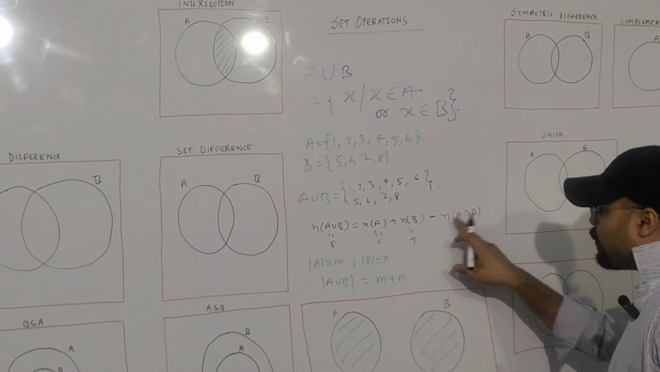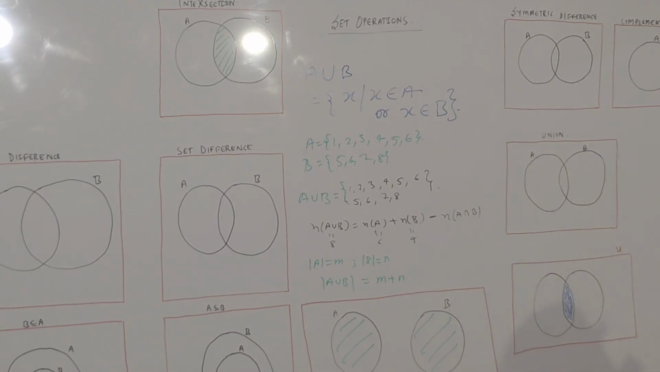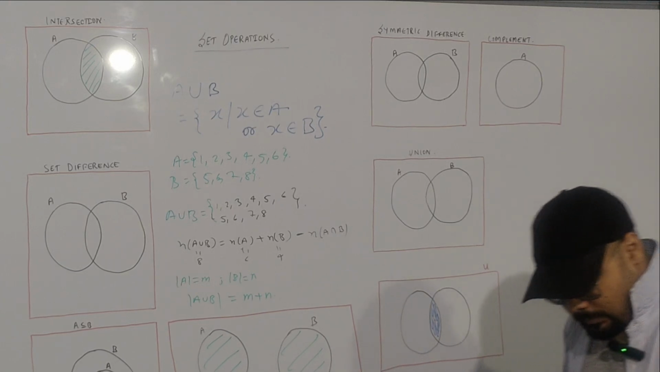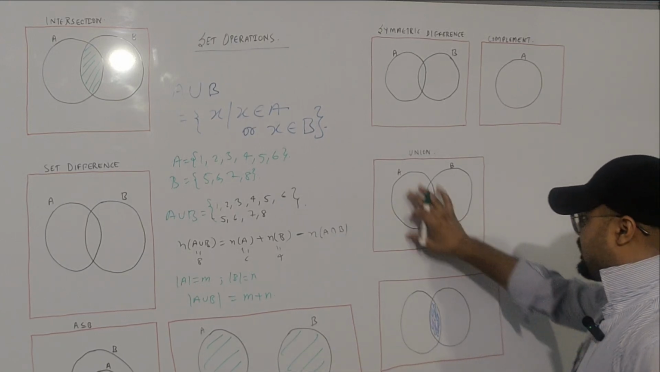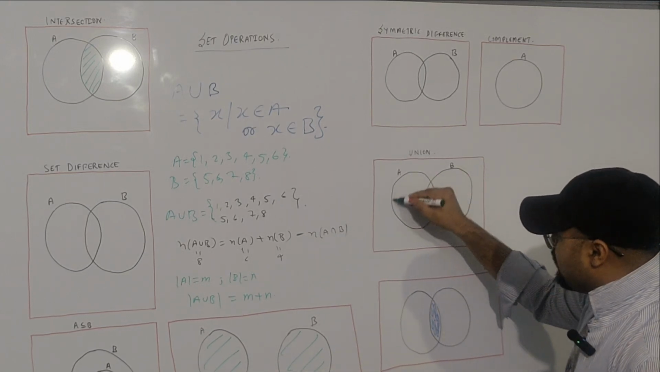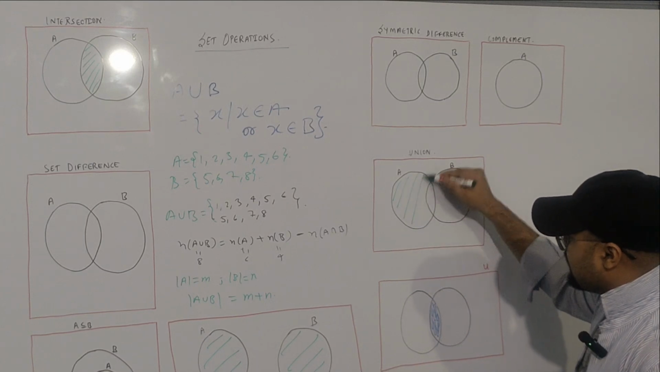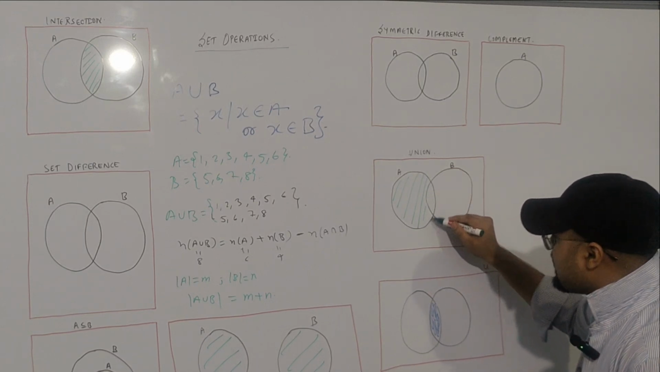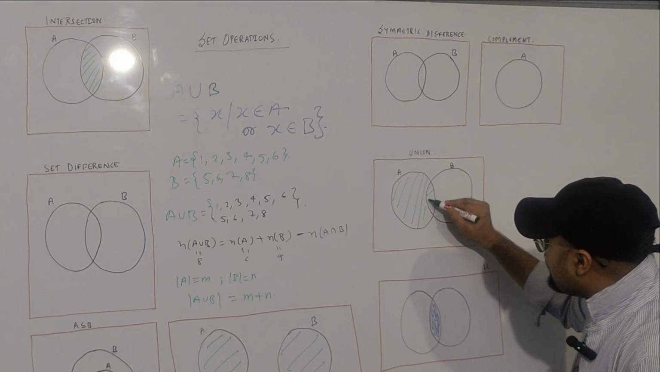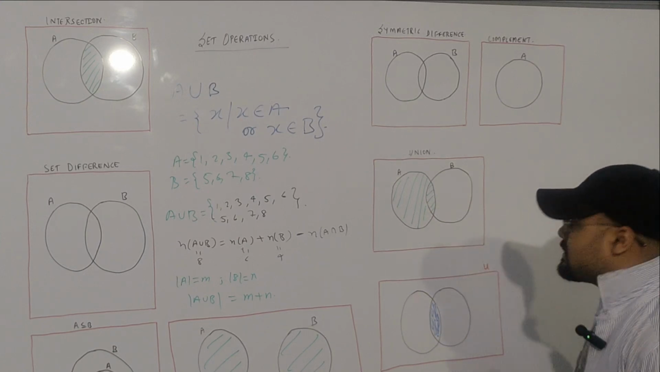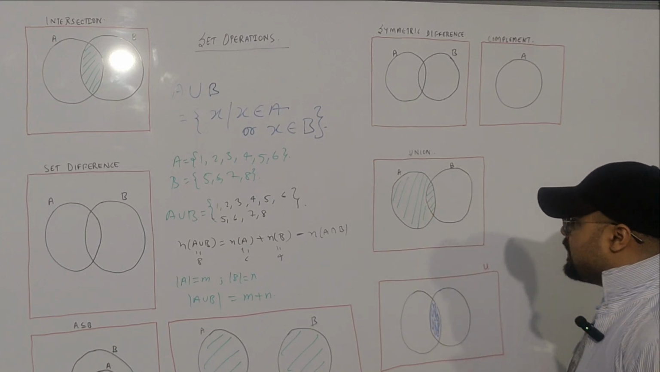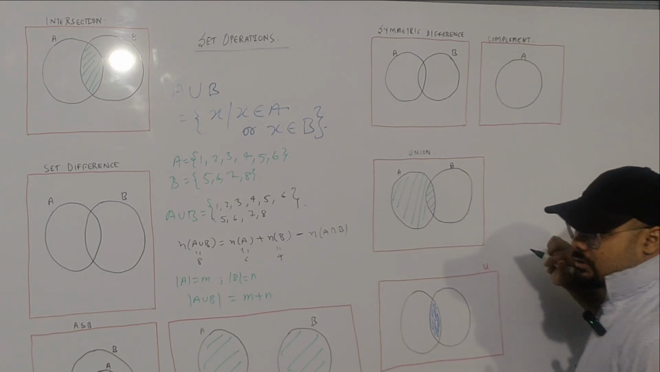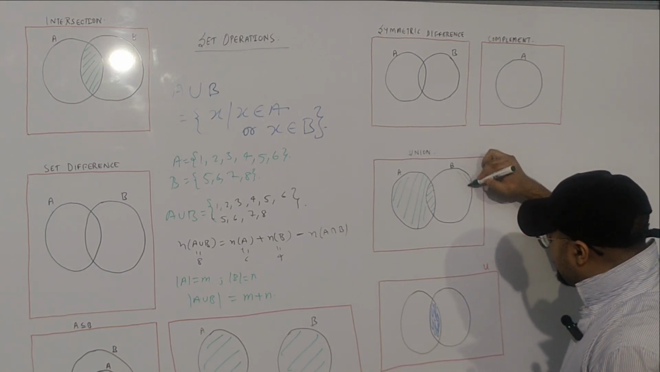When you subtract it one time, so what happens? I want everything, right? A and B. I want everything. So while listing all the elements of A, you have included these elements. Now you want every element of B also.